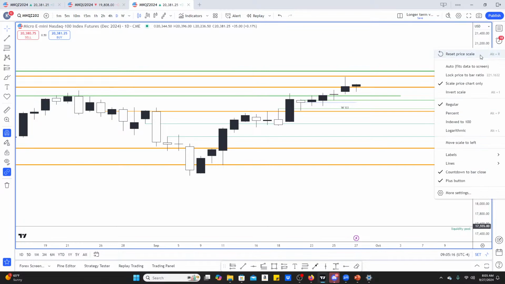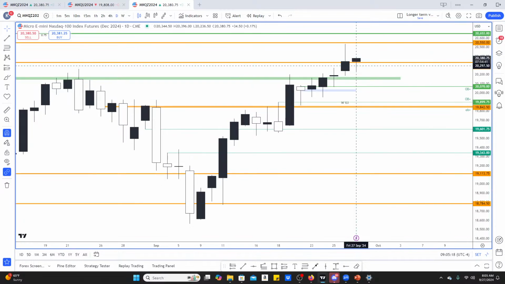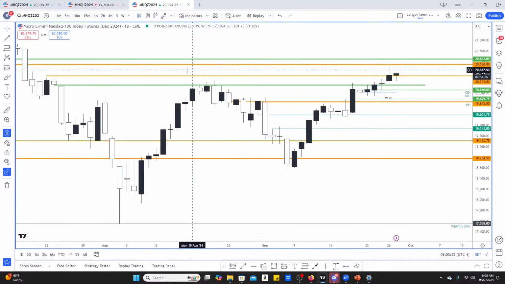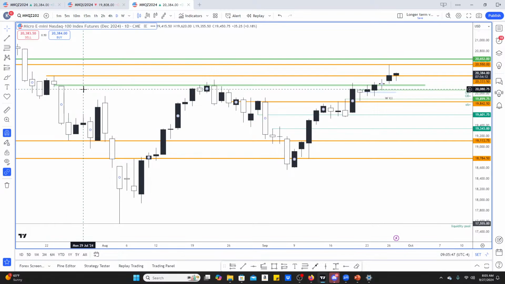So I like to use green to depict my daily levels. On a daily chart, we have this daily volume imbalance here. Again, no candles traded through here. That's why it's called a volume imbalance. No candles, no bodies traded between this range.